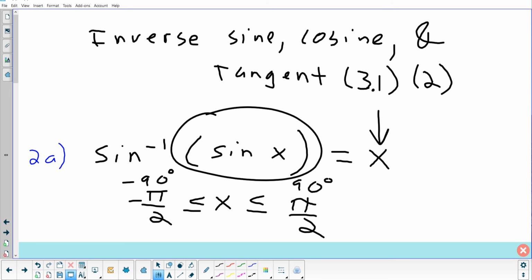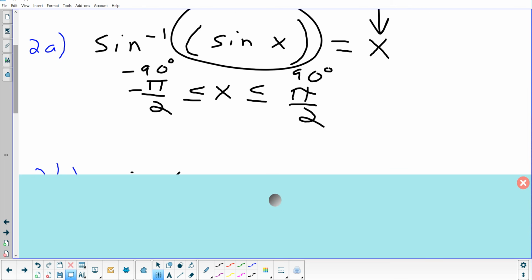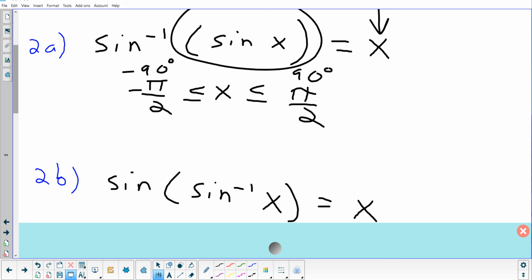So -90 and 90 in degrees, and in radians, that's negative pi over 2 to positive pi over 2. And we're going to look at two versions of each formula. Okay, version A is going to have the inverse on the outside. Version B is going to have the inverse on the inside. And the difference is just order of operations. Which one are you going to do first?